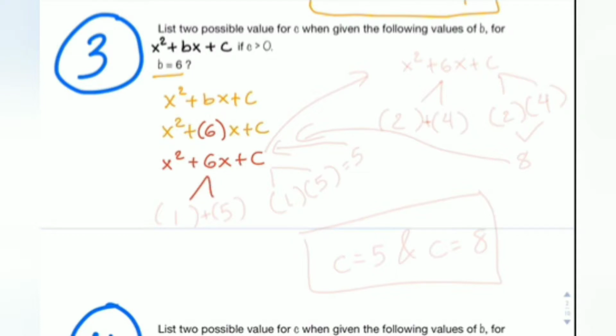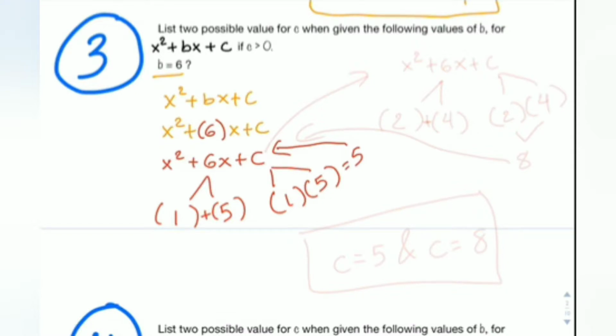Two numbers that add up to 6, and multiply to positive c. So this could be anything, right? So let's pick a number. This could be positive or negative. So two numbers add up to 6, and two numbers multiply to c. So let's pick 1. 1 plus something that equals 6 is 5. So let's plug it in here. 1 and 5. 1 times 5 equals 5. So that's our answer for C.